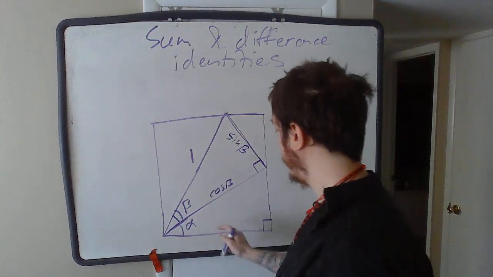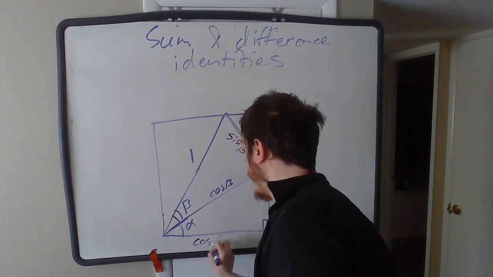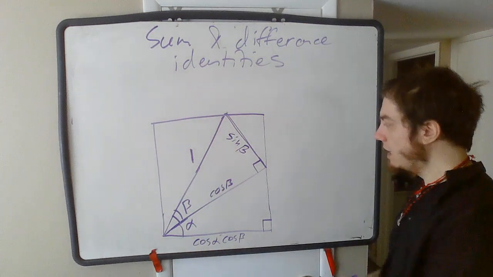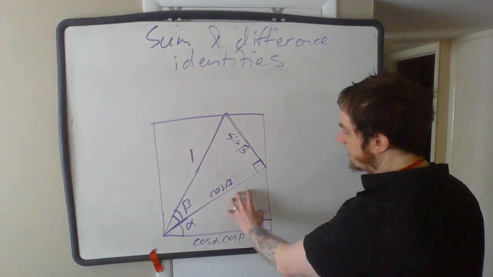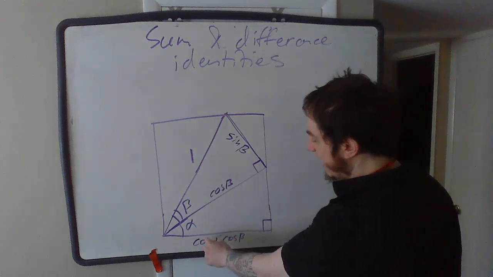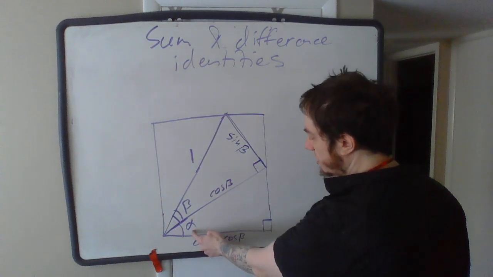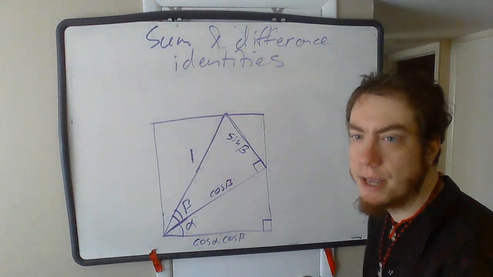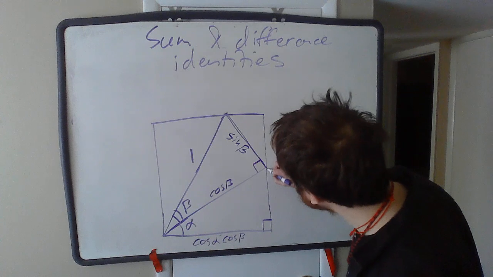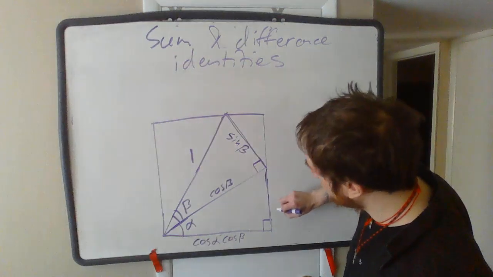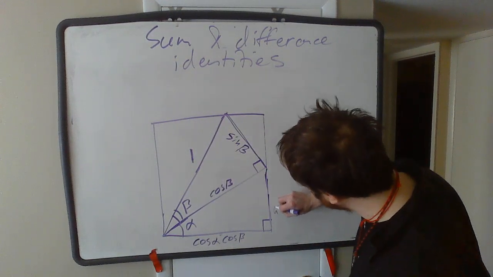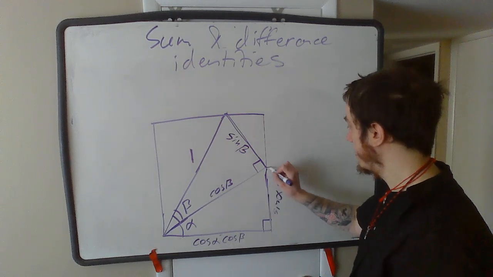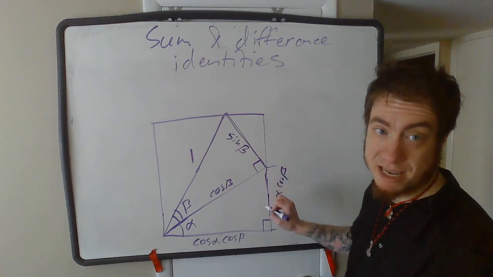The bottom here is therefore going to be cosine alpha cosine beta, because the hypotenuse of this bottom triangle is cosine beta, and the adjacent side is hypotenuse times cosine alpha. So cosine alpha times the hypotenuse, which is cosine beta. A similar argument shows me that this side here is going to be the sine of alpha times the cosine of beta. So that's just this segment right here.